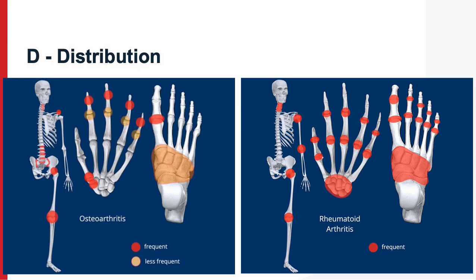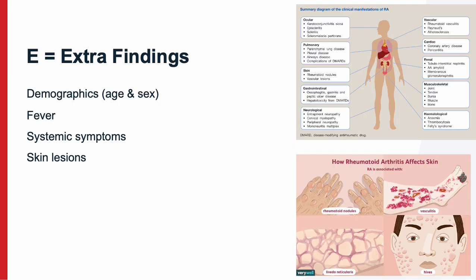The distribution also involves the whole skeleton, and rheumatoid arthritis and osteoarthritis have a different distribution within the skeleton. You can see rheumatoid arthritis liking the cervical spine, osteoarthritis having the lumbar spine and SIJ, both involving the knee and hip, and different distribution within the hands and feet. E stands for extra findings, which really just encompasses everything non-radiological. Demographics, patient's age and sex, fever, systemic symptoms, skin lesions, other organ involvement, etc.